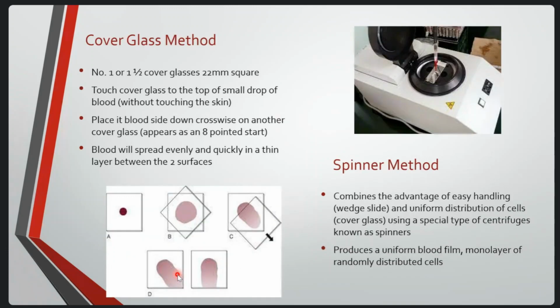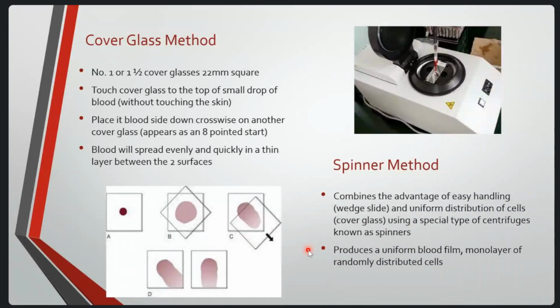Another one is the cover glass method. Here, we use 2 cover slips. You drop the blood on a cover slip, then you put another cover slip. Once you slide it down crosswise on another cover glass, the blood will spread evenly and quickly in a thin layer between the 2 surfaces, just like this. But this is not commonly performed. Another one is the spinner method.